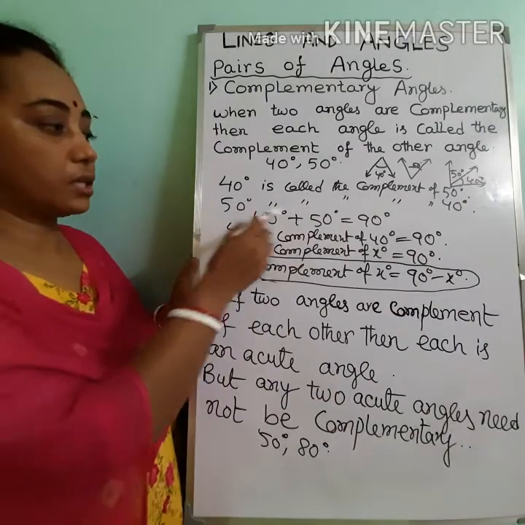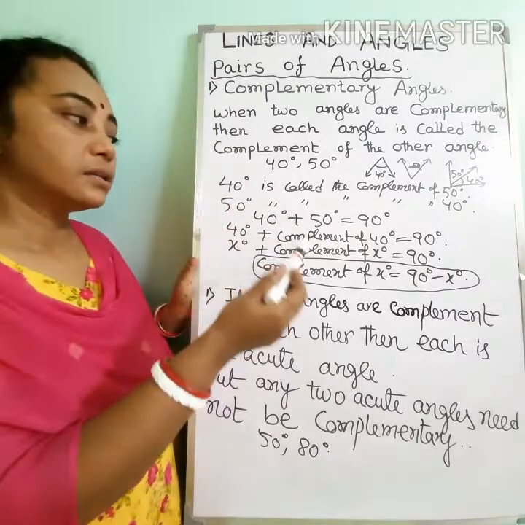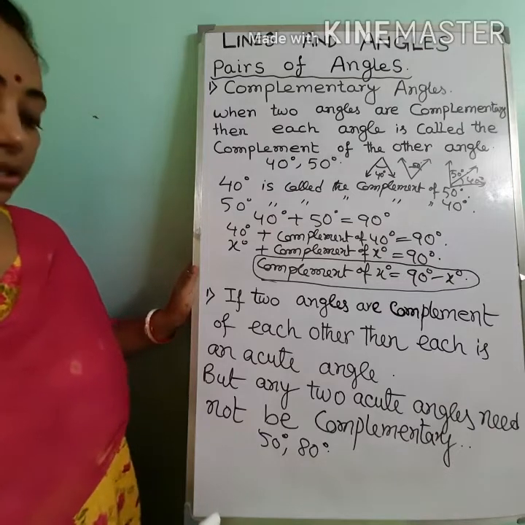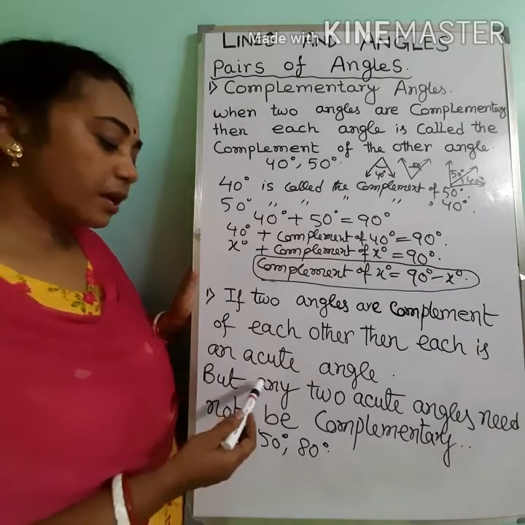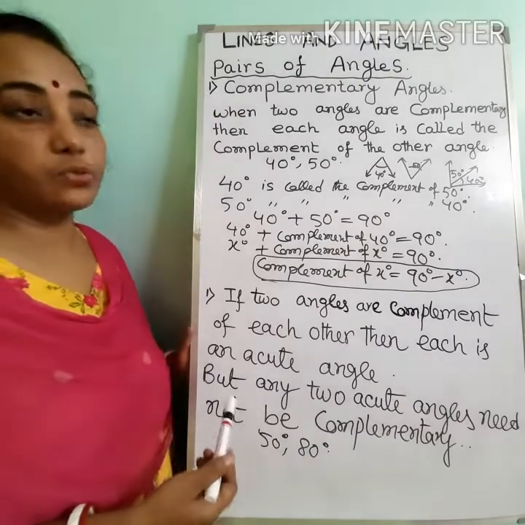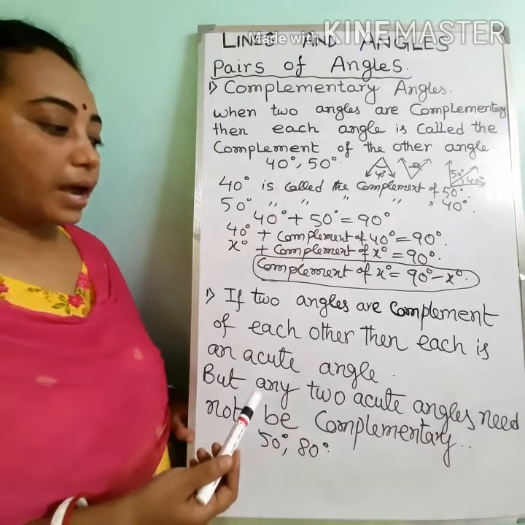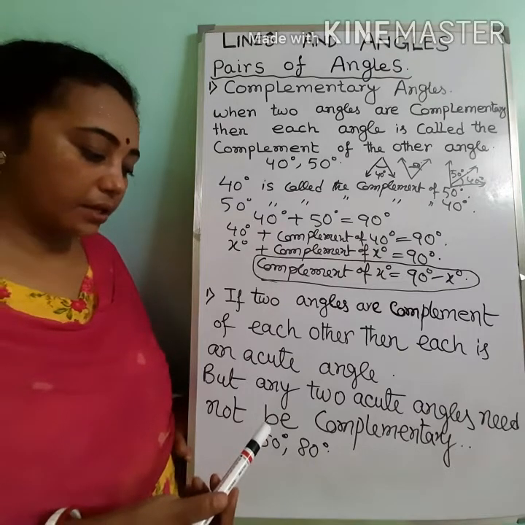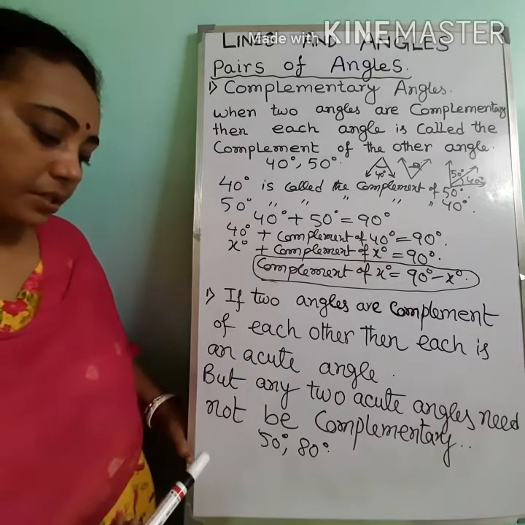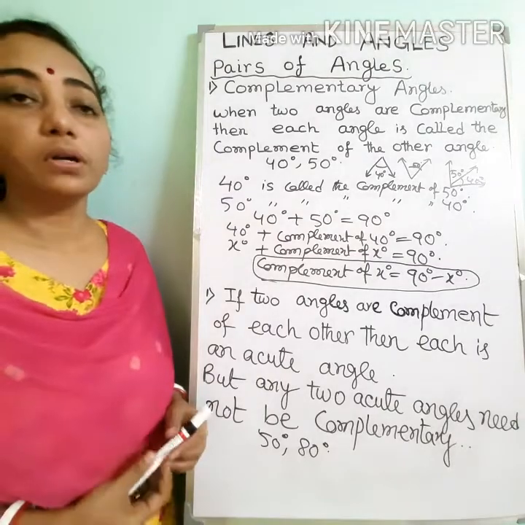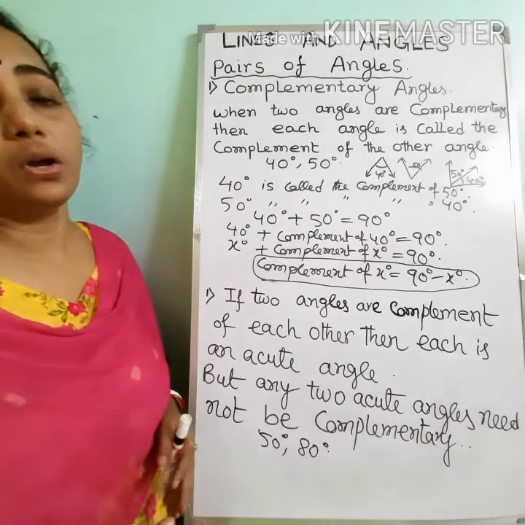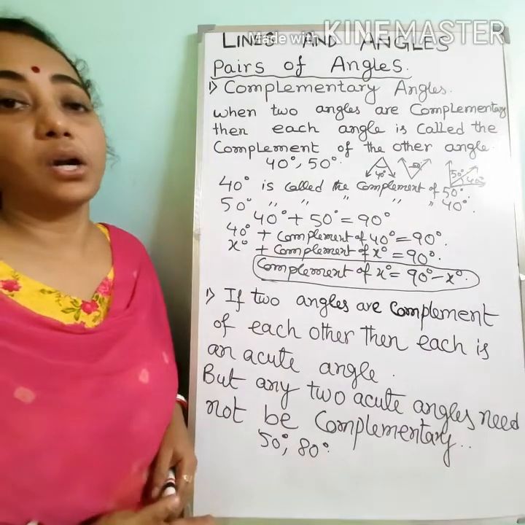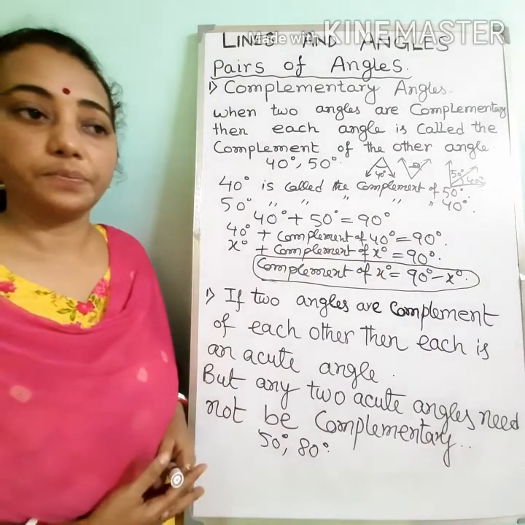But if we take 40 degrees and 50 degrees, or 30 and 60, there are many other examples which are complements of each other. So if two angles are complements of each other, then each is an acute angle, but any two acute angles need not be complementary. So with acute angles it may or may not be, but obtuse angles and right angles are never complements of each other.